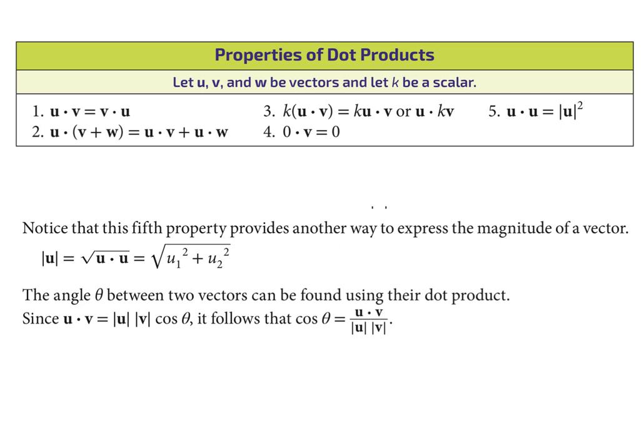The fifth property provides another way to express the magnitude of a vector. So the magnitude of a vector is the same thing as the square root of the magnitude squared, which is the same thing as the square root of the first component squared plus the second component squared, which is what we've looked at before.